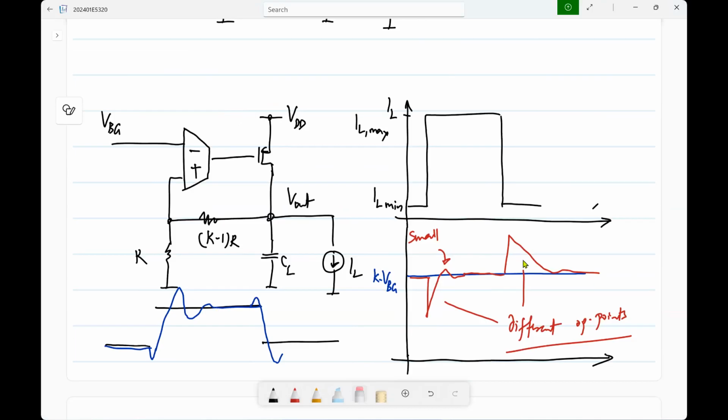Any questions on voltage regulators or anything else? Voltage references?